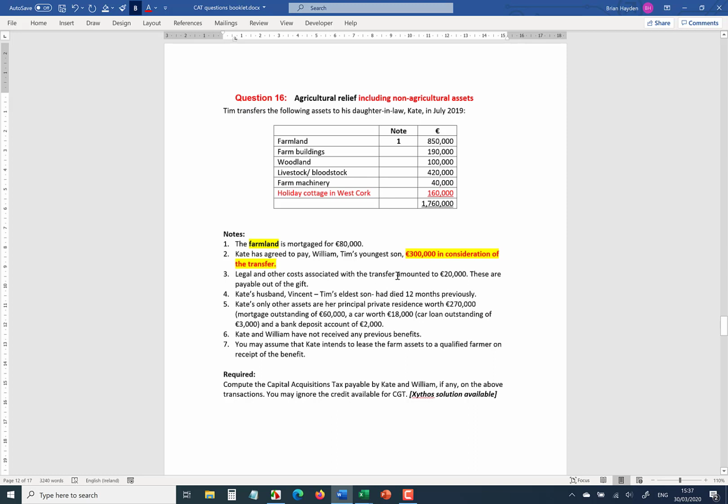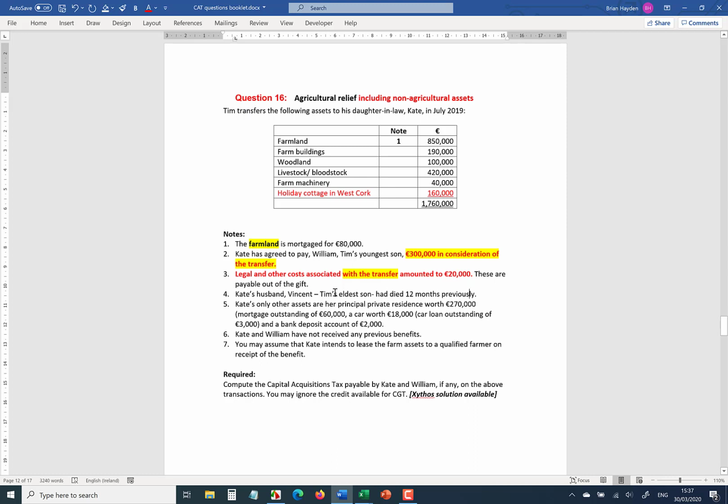Legal and other costs associated with the transfer amounted to 20,000. Okay, so this again is the same general point. These are associated with the overall transfer, and we therefore have to split the 20,000 euros between the proportion relating to the agricultural assets and the proportion relating to other assets.